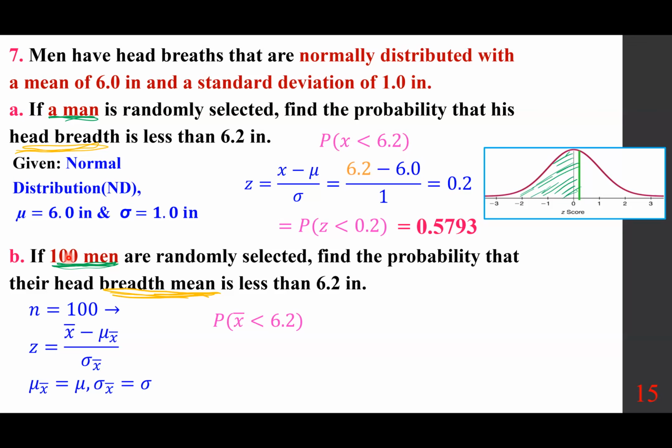So the formula here is z equals x minus mu over sigma. But over here it is x bar minus mu of x bar over sigma of x bar, where mu of x bar is equal to mu and sigma of x bar is sigma over square root of n.